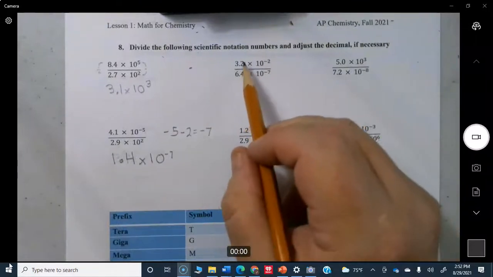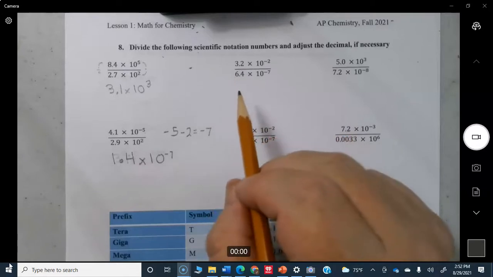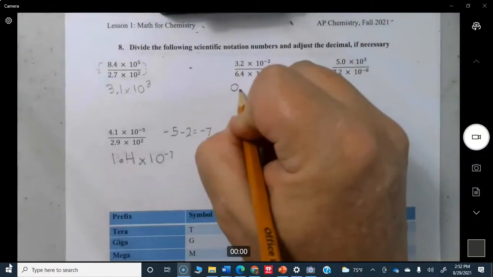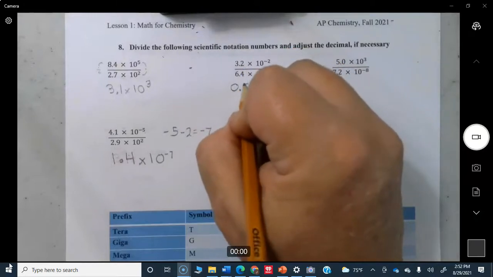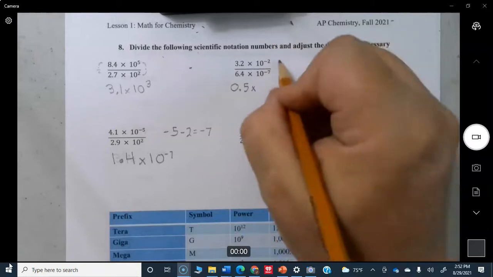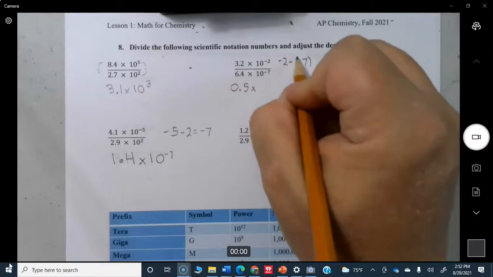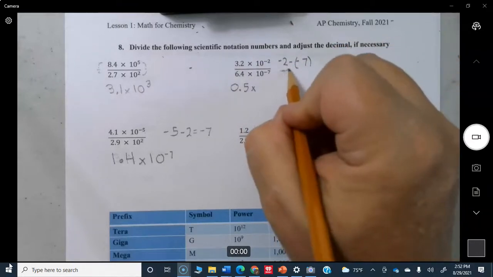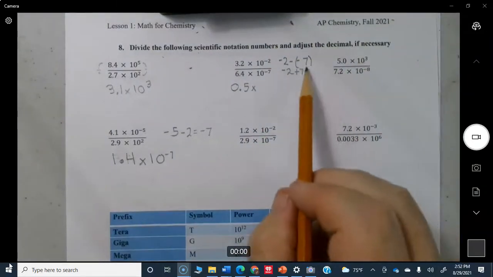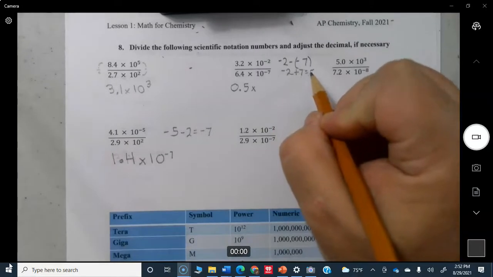Okay, let's do this one. This one's going to be a little tricky here. 3.2 divided by 6.4. Okay, well I can see that that's going to be 0.5. That's exactly half of 6.4. Now this is tricky and a lot of students flub this up. It's negative 2 minus negative 7. That becomes negative 2 plus 7. And I always think it's easier to flip it around and make it 7 minus 2, which is 5, positive 5.